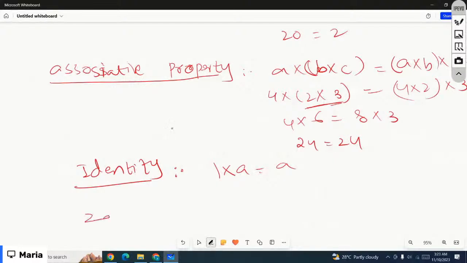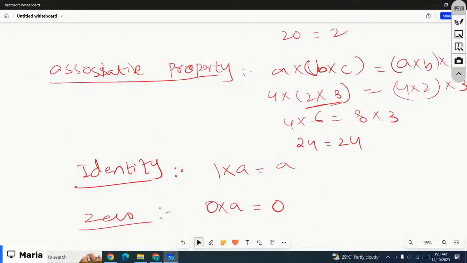And the last one is the zero property. Zero property means if you multiply any number by zero, no matter what the number is, the answer is always zero, right? 1 times 0 is 0, 10 times 0 is 0, 100 times 0 is 0. So no matter what the number is, if you multiply it by zero, the answer is always zero. Got it? These are the four properties.